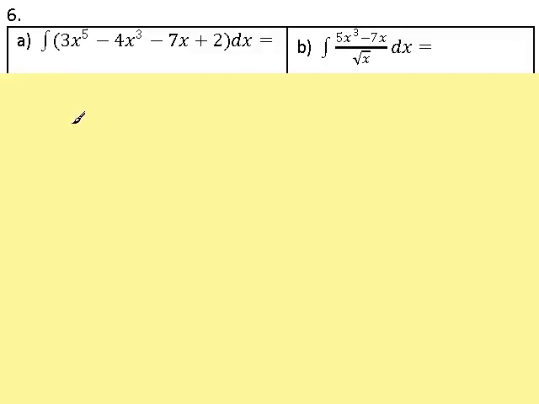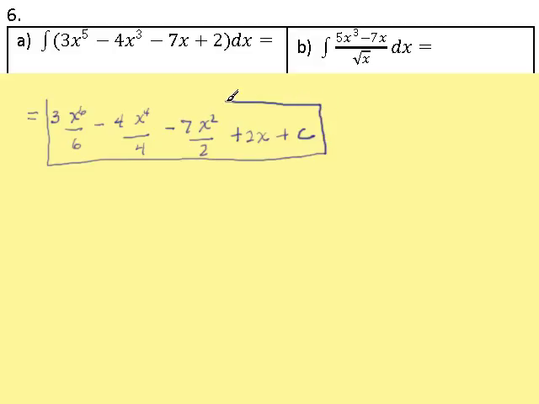All right, number 6, we're going to do some integration. So in 6a, we simply apply the power rule, integrating term by term. So here we have 3 times x to the 6 over 6 minus 4 times x to the 4th over 4 minus 7x squared over 2 plus 2x plus c. All right, so that's a direct application of the power rule.